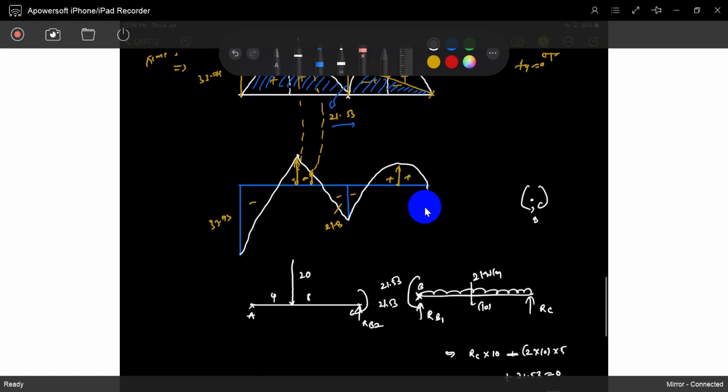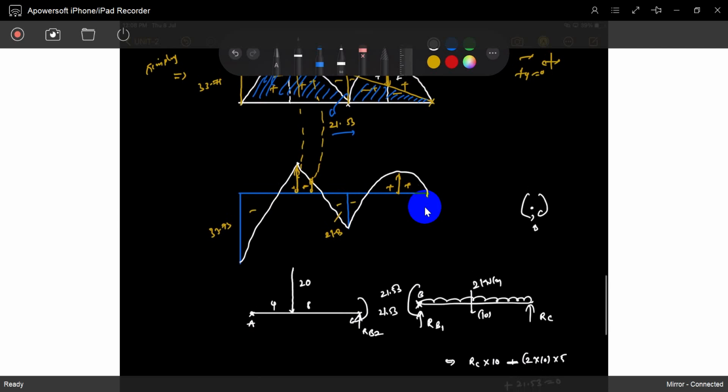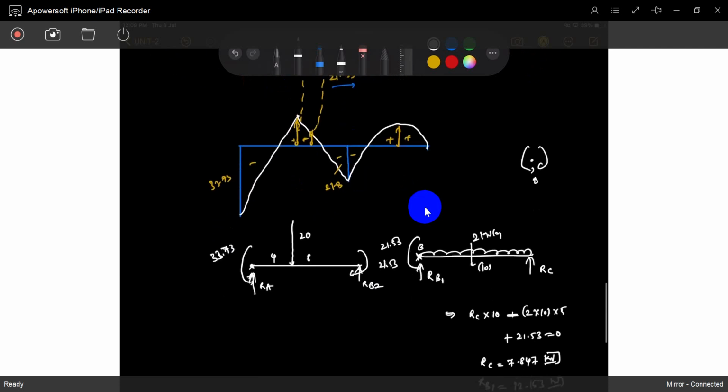So this is a 20, this is 4, this is 8, and A has a moment of 33.73, which is also a hogging moment, and a reaction RA. That is a free body. A free body means it is itself in static equilibrium, so you can write the equilibrium equations.